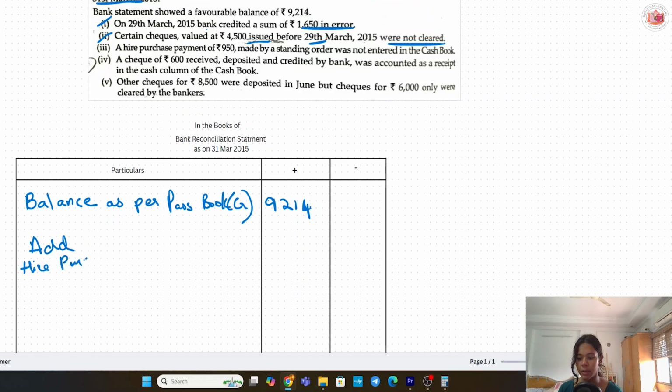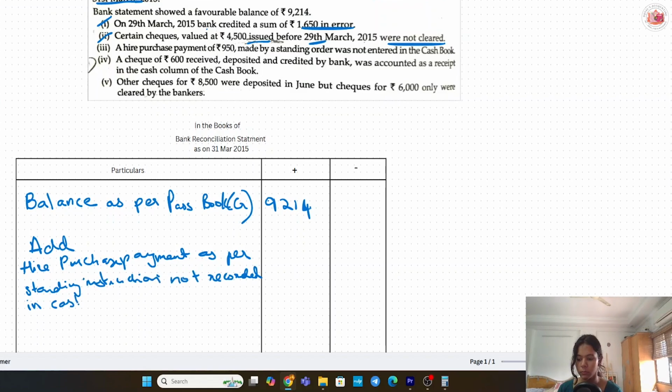Hire purchase payment as per standing instructions not recorded in the cash book: 950. Okay. So now this is done. Let's see the next one. A check of rupees 600 deposited and credited by bank was accounted as a receipt in the cash column of the cash book.